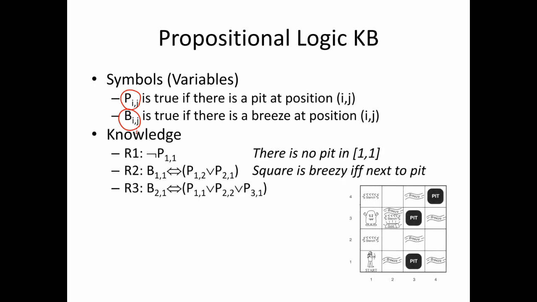Using these symbols, we can encode knowledge as follows. The sentence "there is no pit in 1-1" would be equivalent to not P11. And if we want to say that the cell next to a pit is breezy, we can say something like B11 if and only if P12 or P21. And we actually have to do that for every cell in the map, which is kind of cumbersome, but still possible.